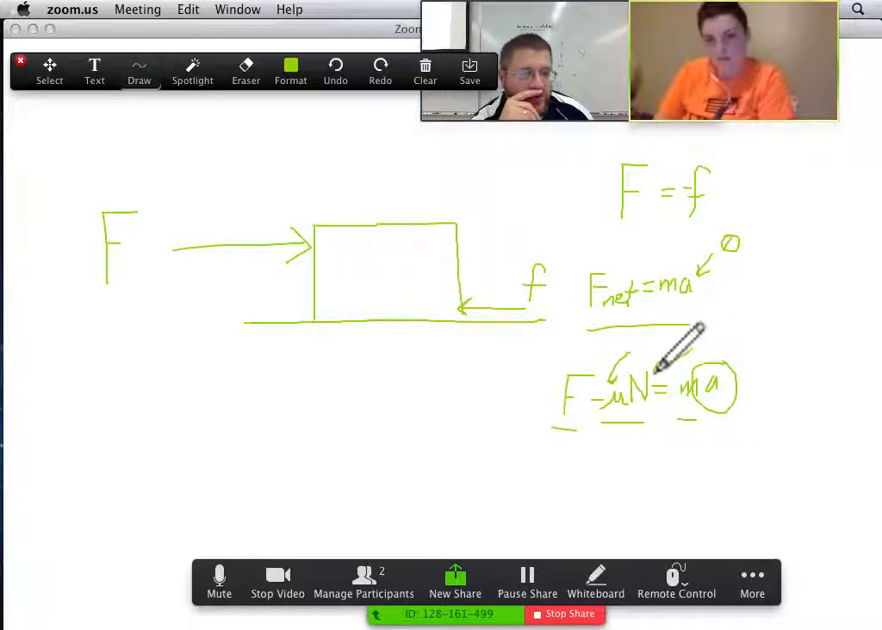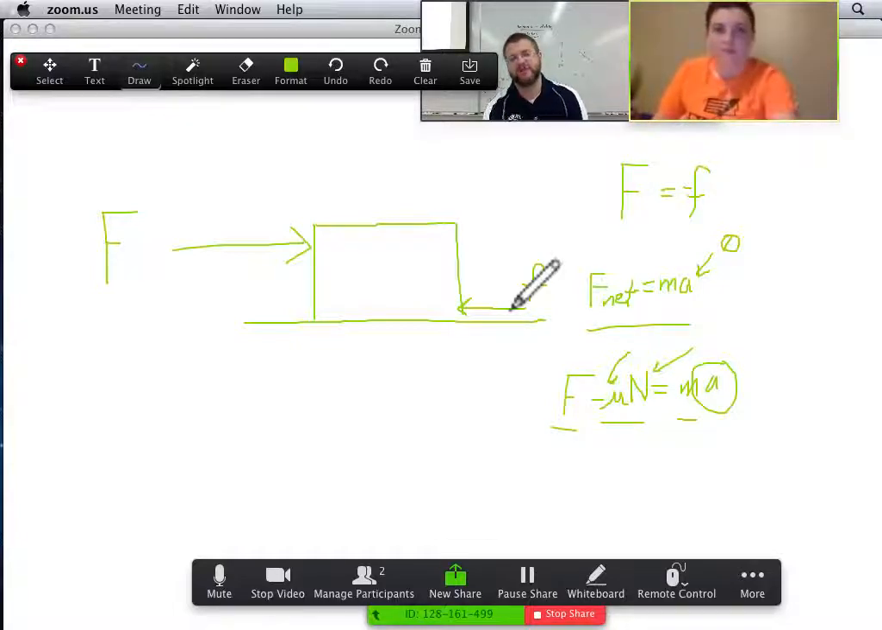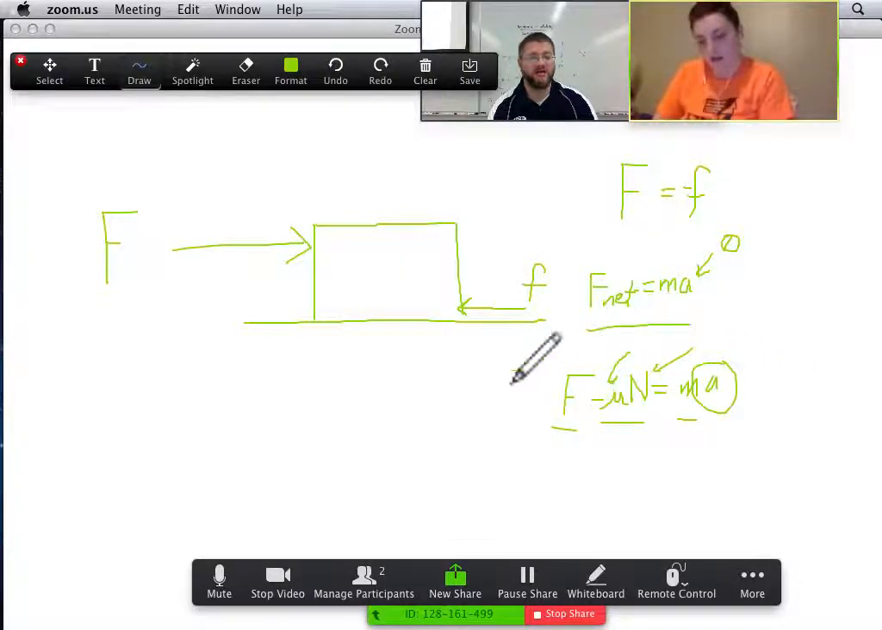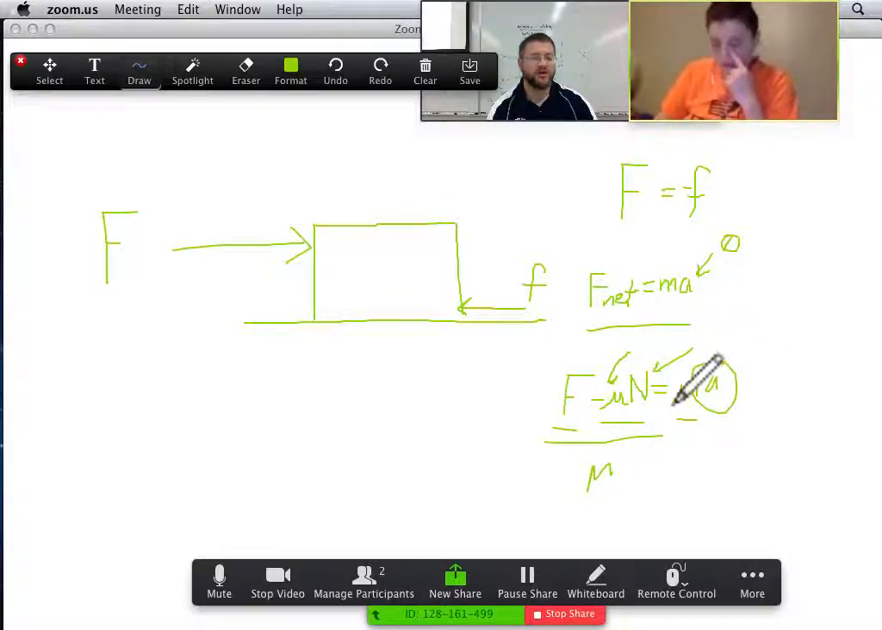And what's the normal force? Well, on a horizontal surface like this, the normal force is just the weight of the box, which they've already given us. Right. And then all you have to do is solve this equation for acceleration by dividing both sides by the mass, and you're good to go.